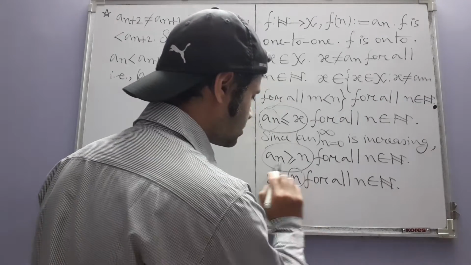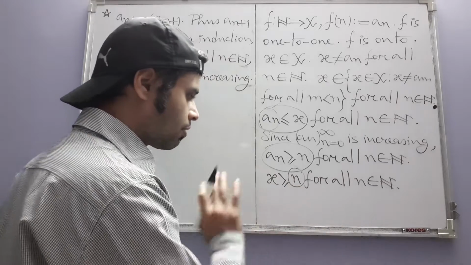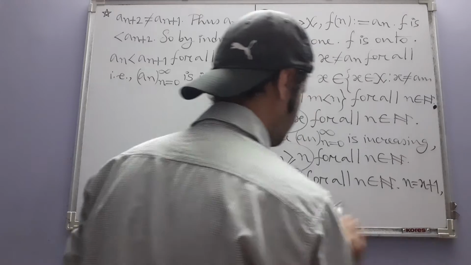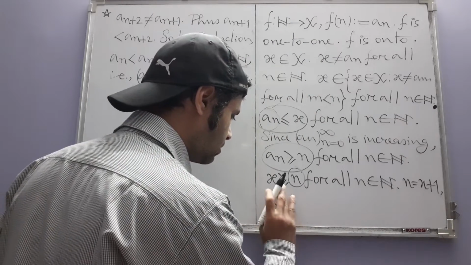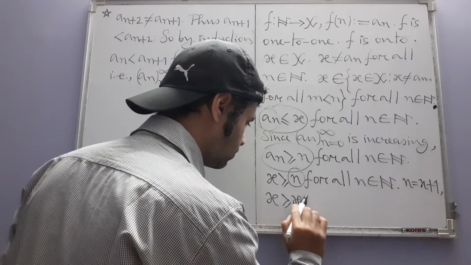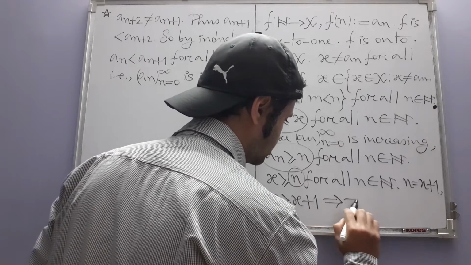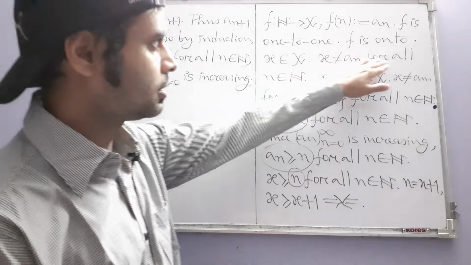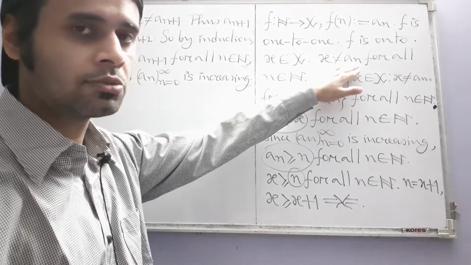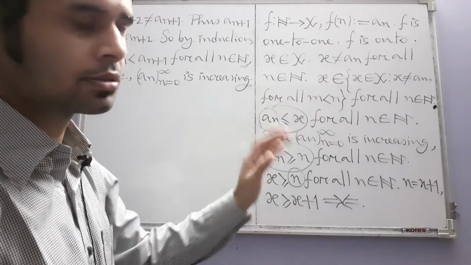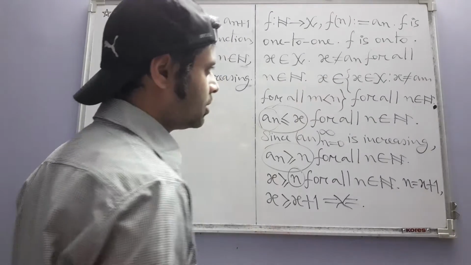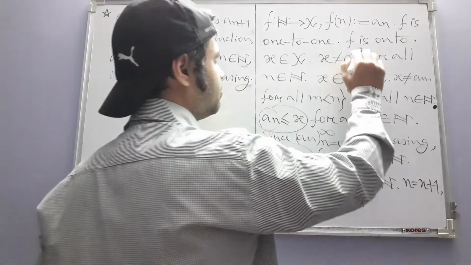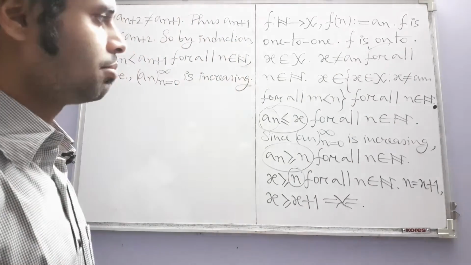So in place of n, since these inequalities are true for all n, we can in particular choose n equal to x plus 1. Choosing that, you get x greater than or equal to x plus 1, and this is a contradiction. So this contradiction proves that our supposition, that x is not equal to any an, is false, and that's why x has to be equal to some an, and that is why f is onto, proving that f is a bijection.